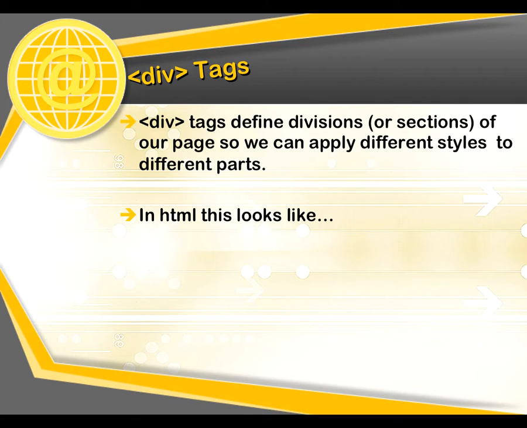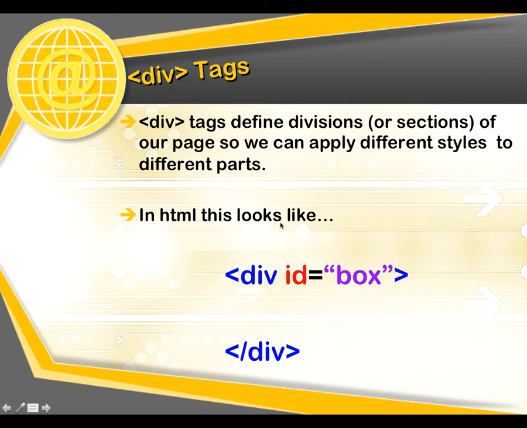Okay, so our HTML looks like this. We're going to have the start of a tag here, div, and then the ID equals box. So this will become important as we do this later on. This is the label for this section. So that means then we can apply a style to this section.